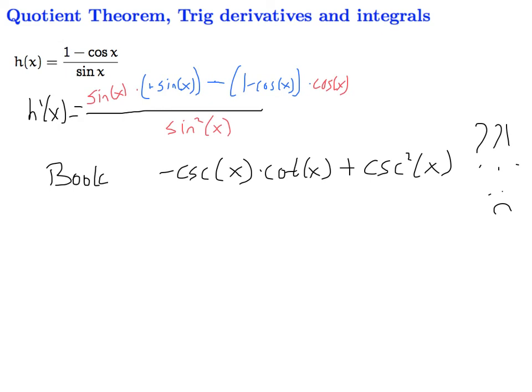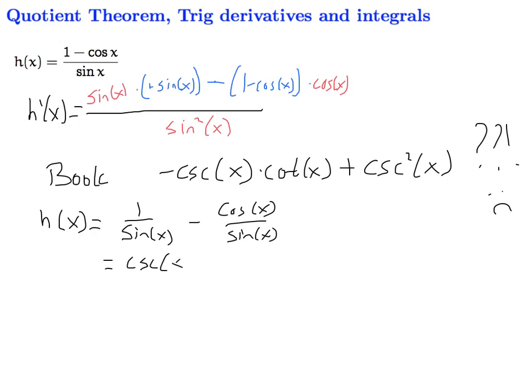This is making you a little upset because you thought you'd done it right. Well, another thing that could have happened with this function is they may have rewritten it right away. We can rewrite 1 minus cosine of x over sine of x as 1 over sine of x minus cosine of x over sine of x. And if you remember your trig identities, this first one is, of course, cosecant of x minus the cotangent of x.